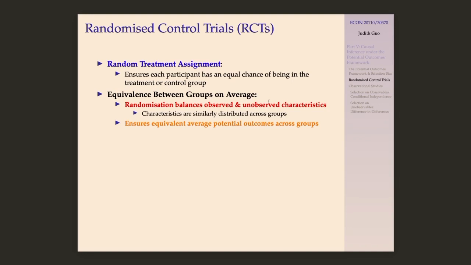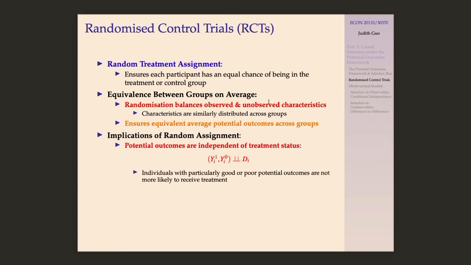If the average height of the treatment group is 1.8 meters, the average height of the control group will also be 1.8 meters on average. Okay? So randomization ensures that the characteristics, regardless of whether they are observable or unobservable, are identically distributed across the groups, so that inherently they are comparable. The potential outcome, regardless of the control or the treatment state, will be the same across groups because their characteristics are exactly the same on average.